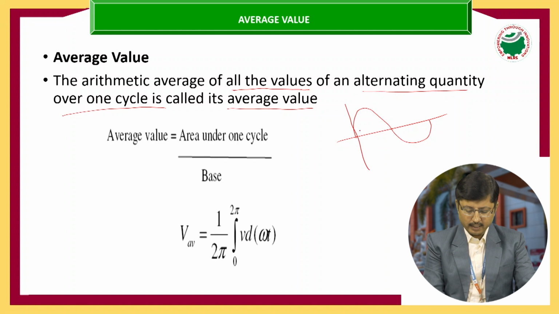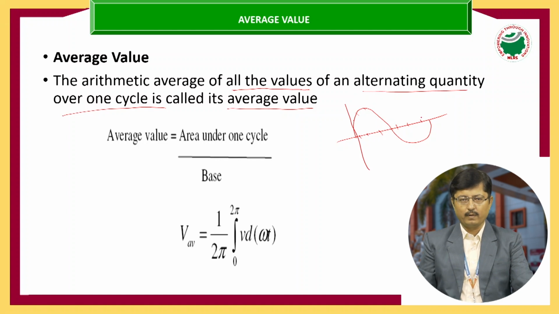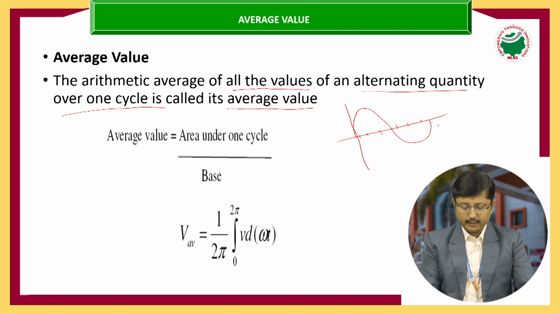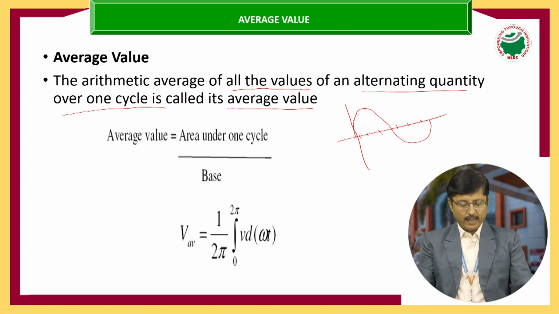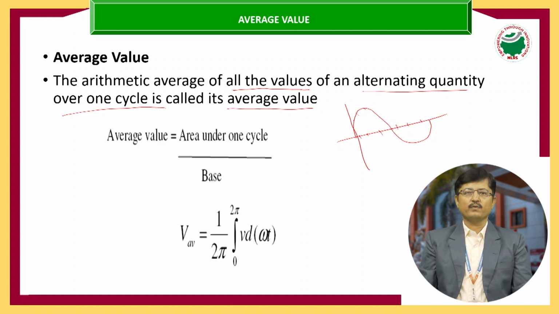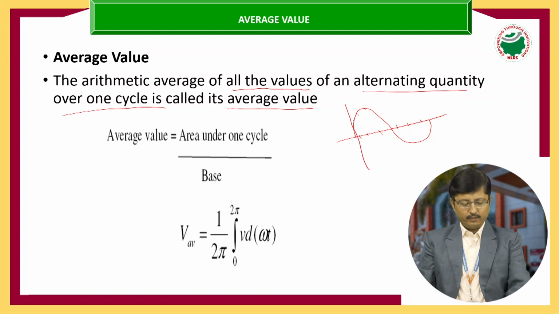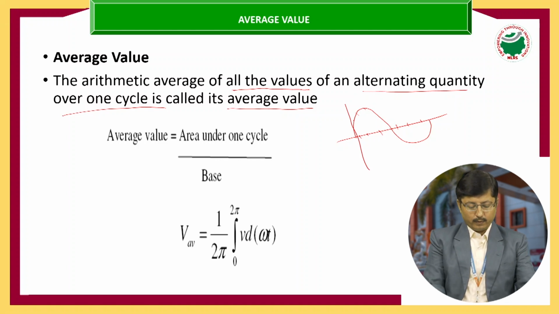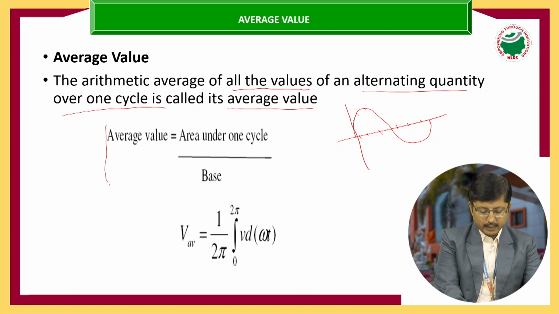For example, you can see from instant to instant, 1, 2, 3. Let us take n number of instants. First we have to add all the instants and divide by the total number of instants. Then we will get the average value. So the general expression for average value we can see here.